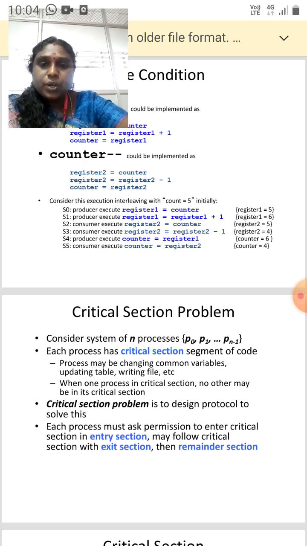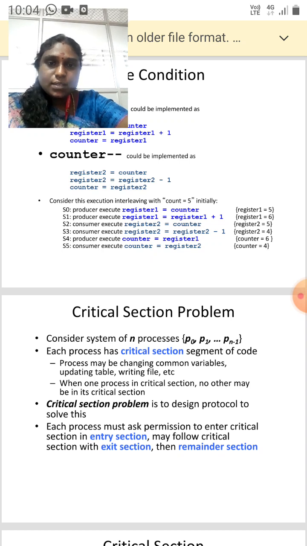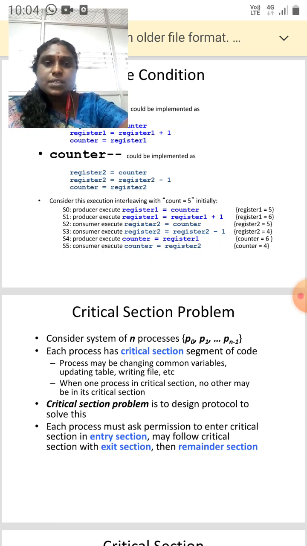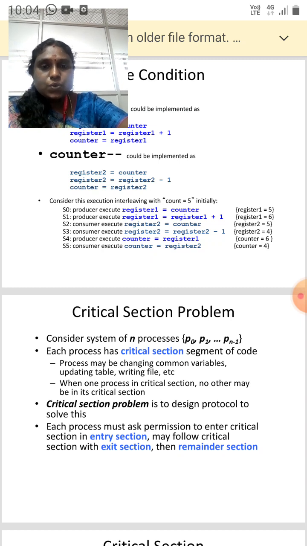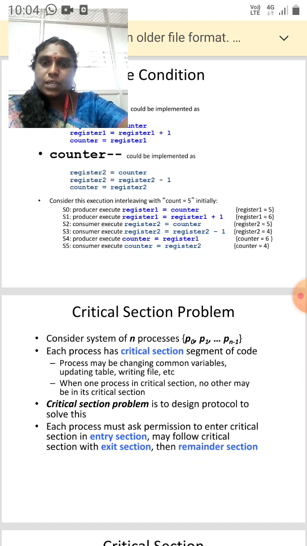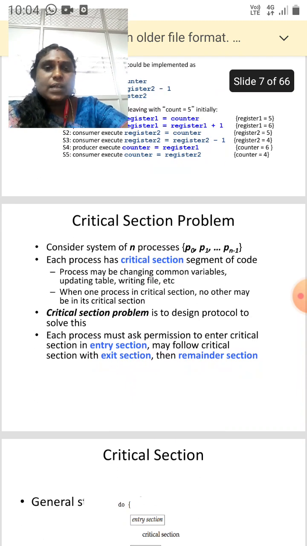Initially, the producer executes register1 = counter, where register1 = 5, and the producer executes register1 = register1 + 1. The consumer executes register2 = counter, and the consumer executes register2 = register2 - 1. Then the producer executes counter = register1, and the consumer executes counter = register2, where we have the critical section problem.